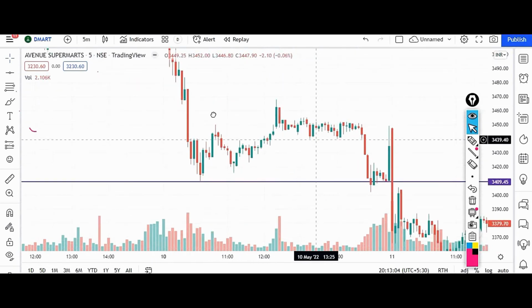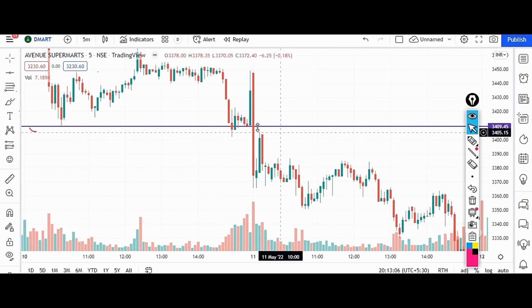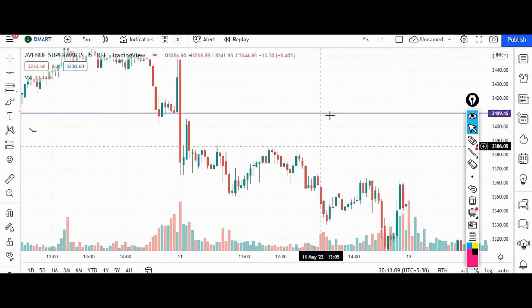This is a high, this is a low. Next day, the first bar is very huge. We don't take an entry. All day is idle.